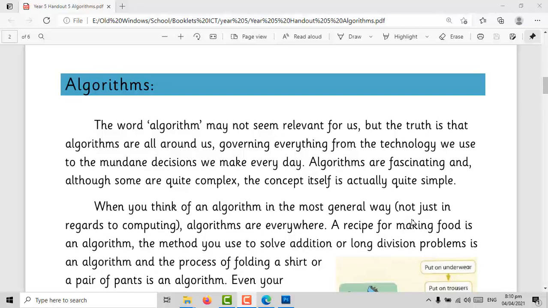The word algorithm may not seem relevant for us, but the truth is that algorithms are all around us, governing everything from the technology we use to the mundane decisions we make every day. Algorithms are fascinating, and although some are quite complex, the concept itself is actually quite simple.